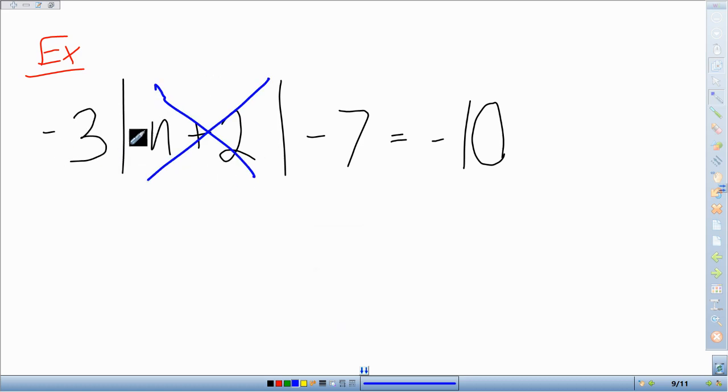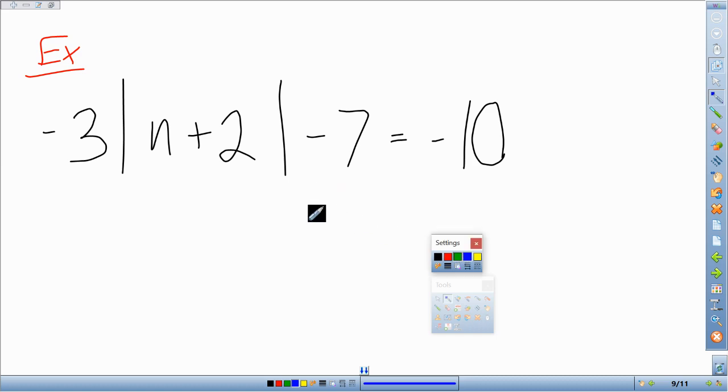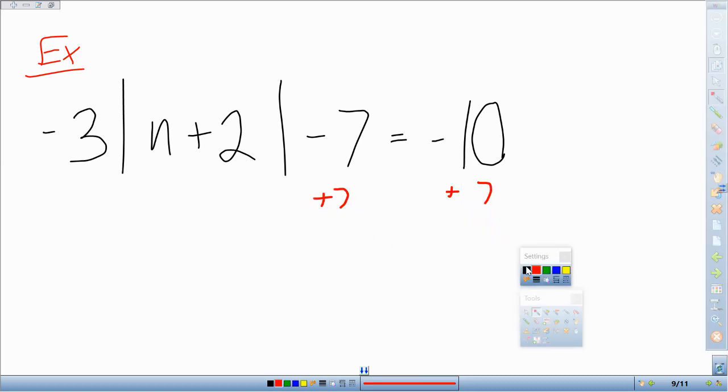What if this was a negative 3x minus 7? Well, we deal with addition or subtraction first. We would get rid of this -7 first. We're going to do the same thing here, so I'm going to go ahead and add 7 to both sides.